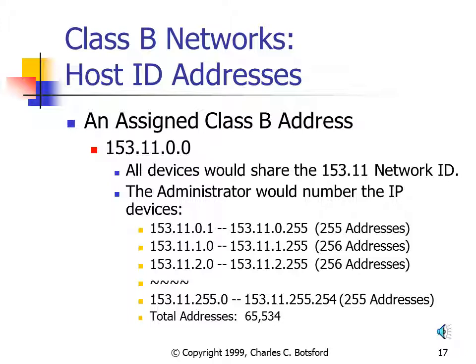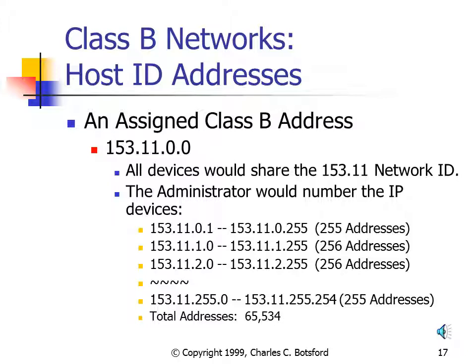Now, in my example here, I've been assigned the Class B network address 153.11.0.0. That means my network ID is 153.11, and this would be shared by or assigned to all devices or hosts on my network. And then I, the administrator, would assign the host IDs starting with 153.11.0.1. Next one would be 0.2, 0.3, all the way up to 0.255.